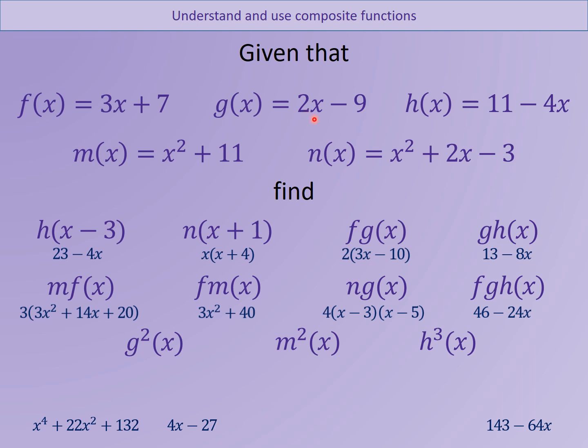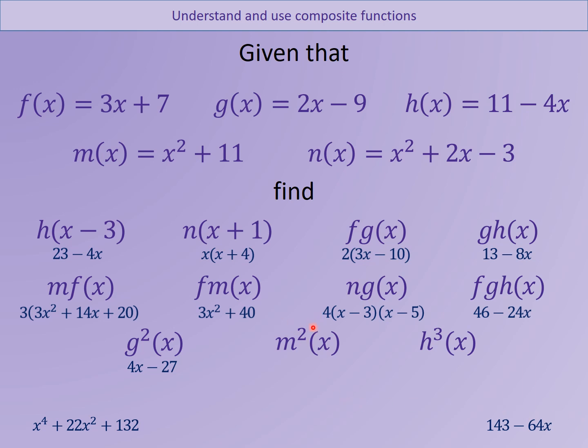What does the function do? It doubles and takes away 9. So you take your 2x minus 9, and then you double that and take away another 9. So 2x minus 9 doubled would be 4x minus 18, take away another 9. So well done if you got 4x minus 27.